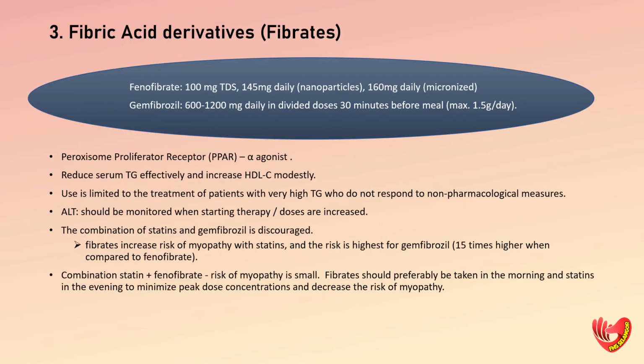Another lipid-modifying agent used in our setting is the fibric acid derivatives, or commonly called fibrates. Two types are available, which are fenofibrate and gemfibrozil. Fibrates are peroxisome proliferator receptor alpha agonists. They reduce serum TG effectively and increase HDL-C modestly. Use is limited to the treatment of patients with very high TG not responding to non-pharmacological measures.